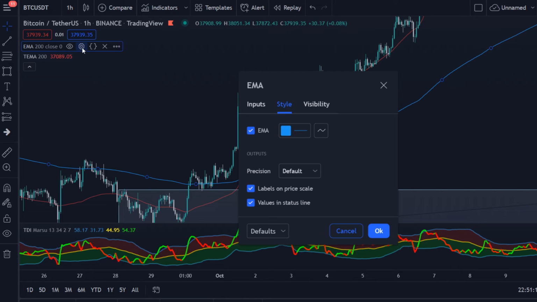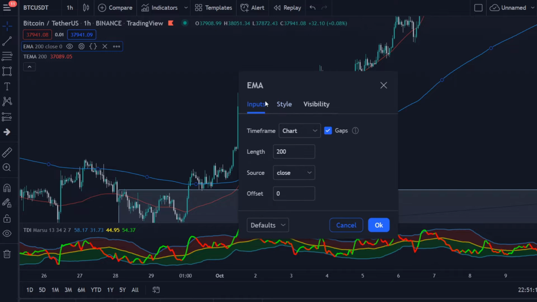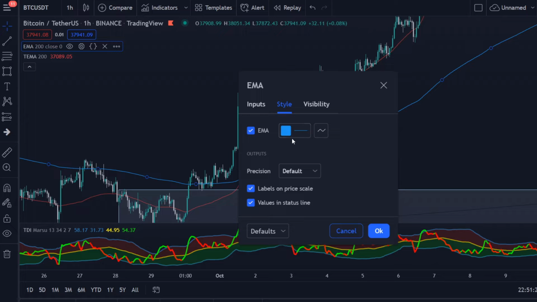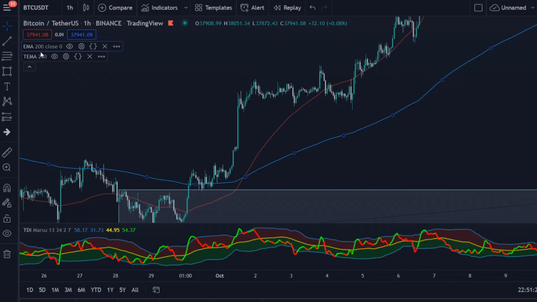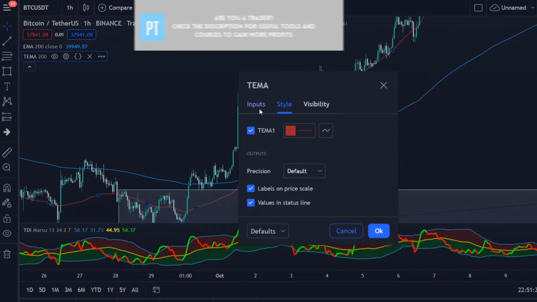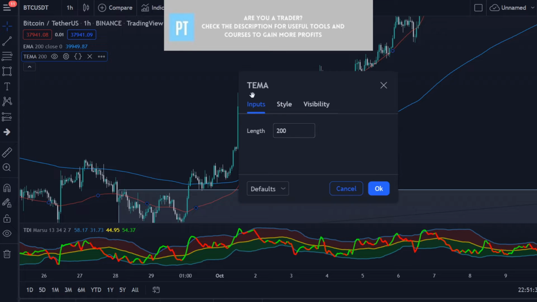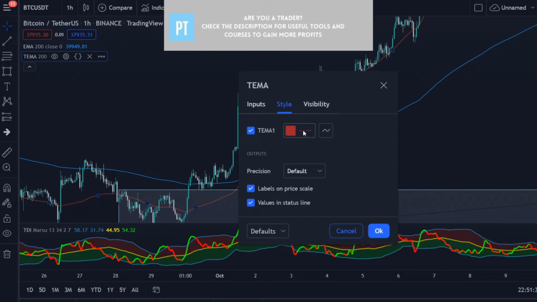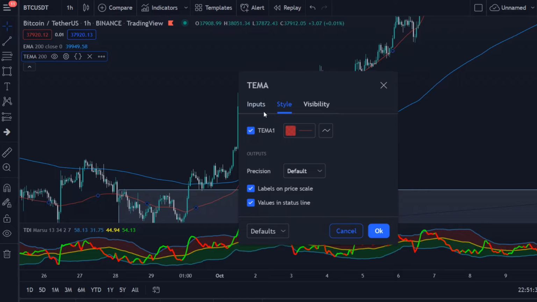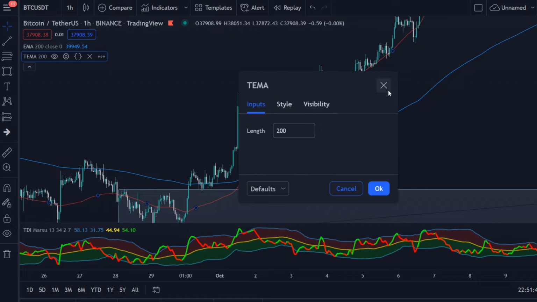So over here, the 200 exponential moving average. Make sure to use the 200, not the 9, not the default settings, but make sure to adjust it and use the 200 exponential moving average. I'm using the blue color. Then we also need the 200 TEMA. Over here I'm using the red color, and the TEMA stands for the triple exponential moving average. So use the 200 as well and give it a different color.